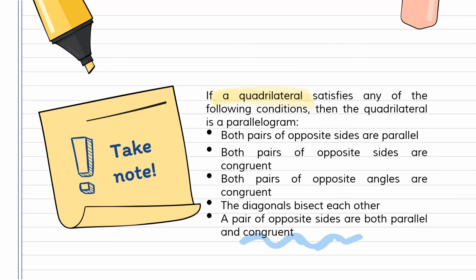In addition, if a quadrilateral satisfies any of the following conditions, then the quadrilateral is a parallelogram: both pairs of opposite sides are parallel, both pairs of opposite sides are congruent, both pairs of opposite angles are congruent, the diagonals bisect each other, and a pair of opposite sides are both parallel and congruent.